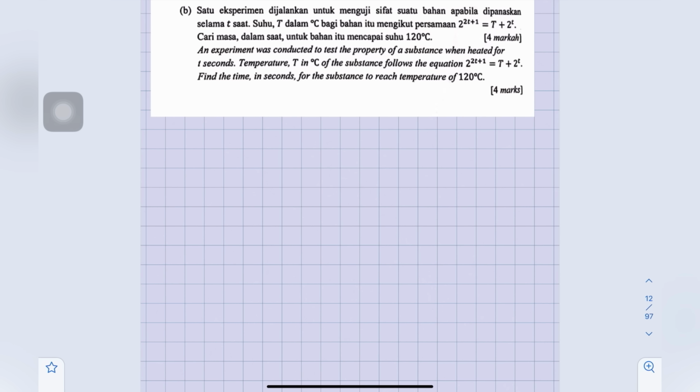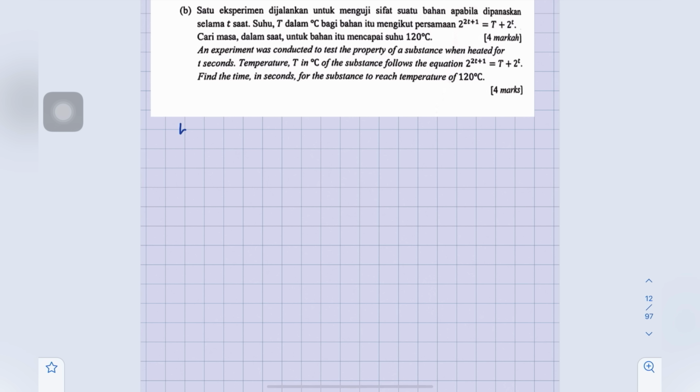B. An experiment was conducted to test the property of a substance when heated for t seconds. Temperature T in degrees Celsius of the substance follows the equation 2 power of 2t plus 1 equals T plus 2 power of t. Find the time in seconds for the substance to reach a temperature of 120 degrees Celsius. Okay, so small t is the time in seconds and big T is the temperature in degrees Celsius. So we are going to find the small t.